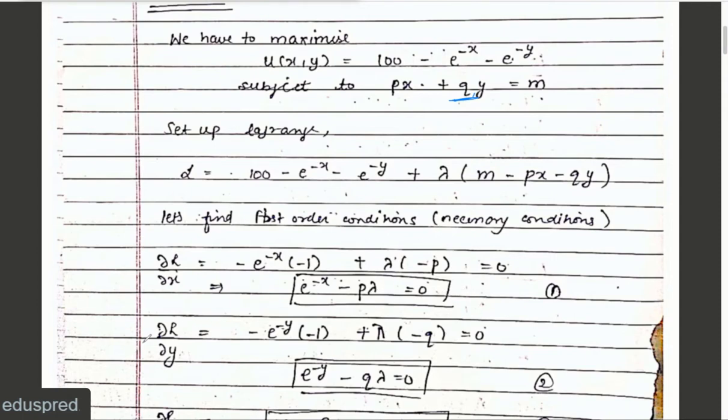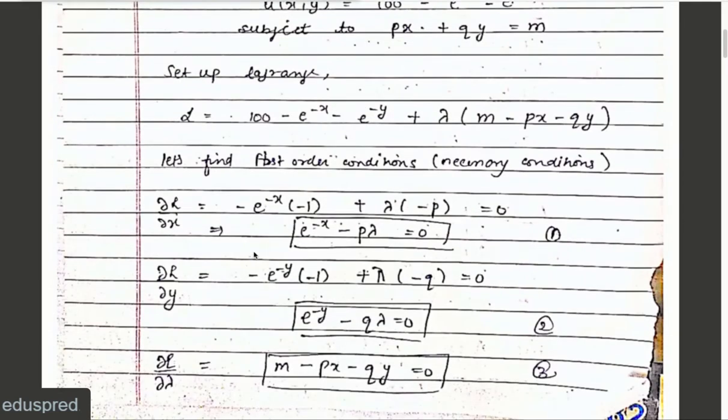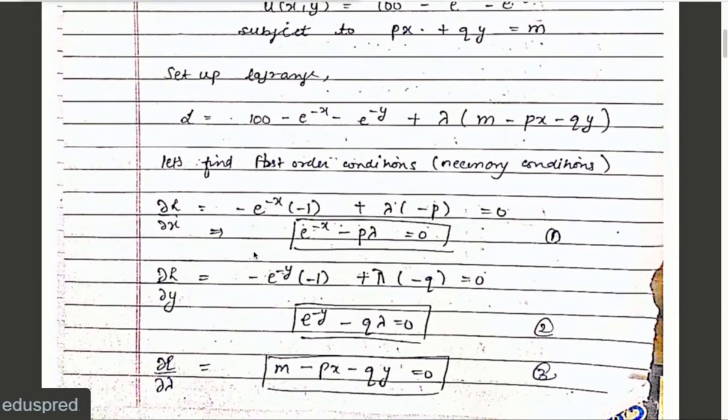And similarly, differentiating L with respect to y and equating it to 0 in order to get the stationary points, I get minus of e to the power minus y multiplied by minus 1, plus lambda multiplied by minus q, is 0, which gives me the equation e to the power minus y minus lambda q is equal to 0. And when I differentiate L with respect to lambda and equate it to 0, I get m minus px minus qy is equal to 0, or px plus qy is equal to m, which is your third condition.